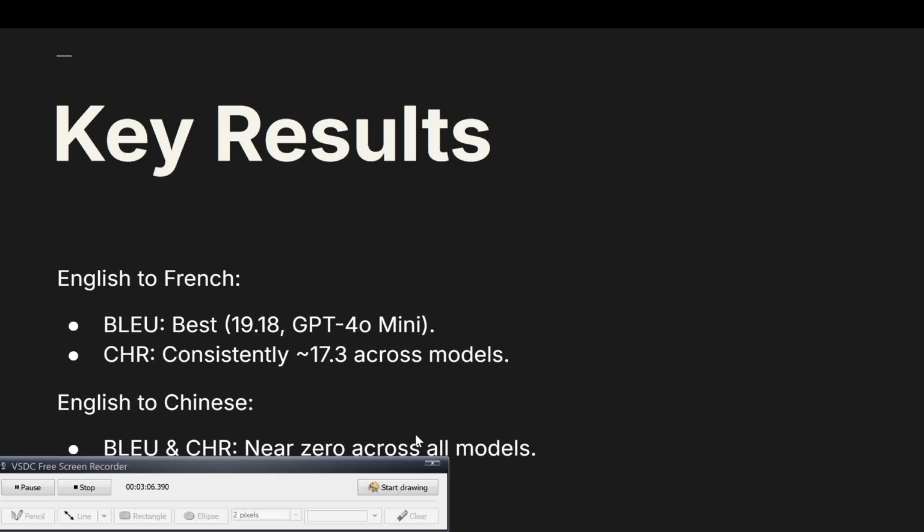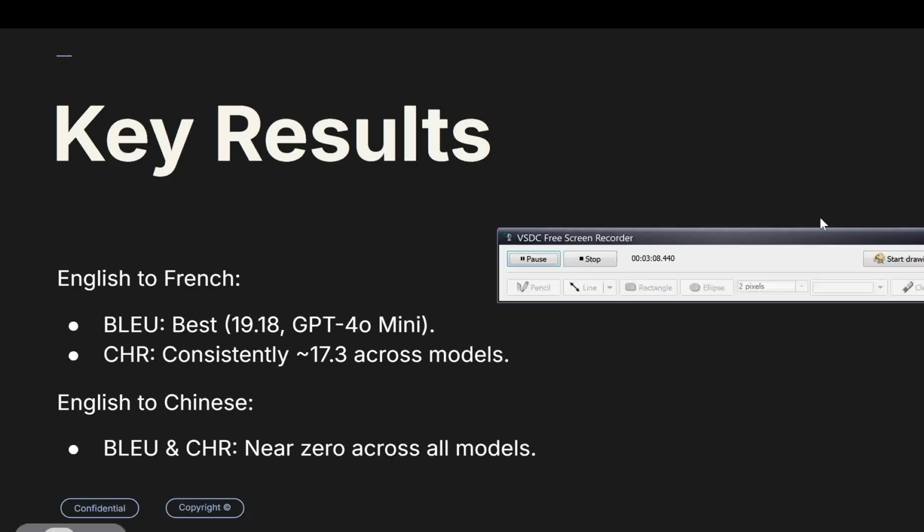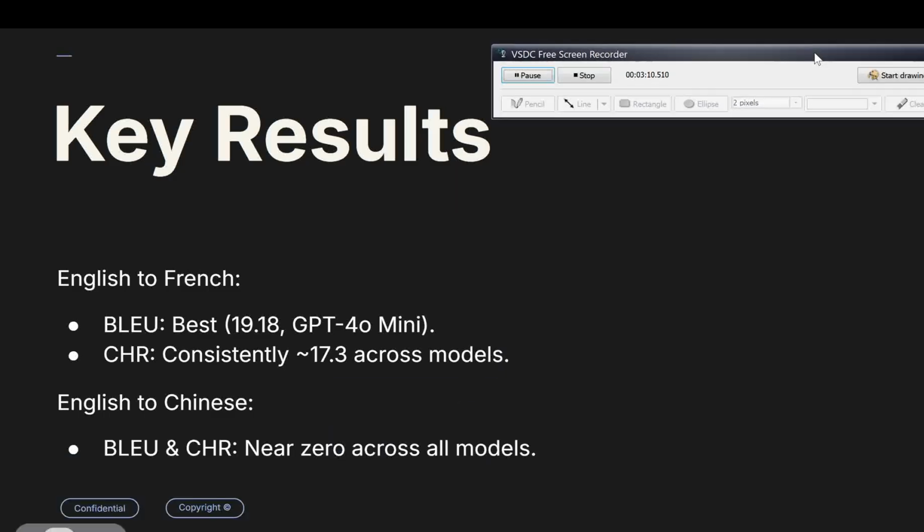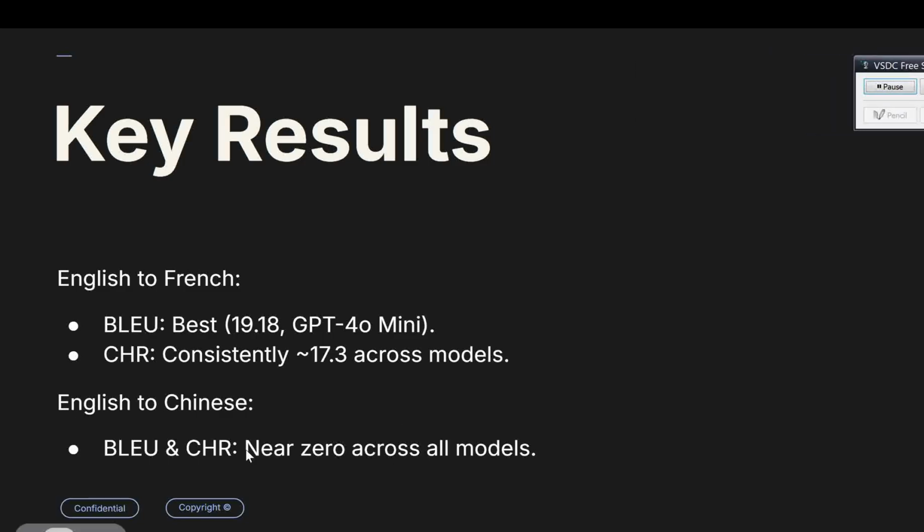Then the BLEU and CHR scores for English to Chinese were near zero across all models because the resources are limited. As a result, the translation accuracy is definitely lower than English to French, the higher resource language.